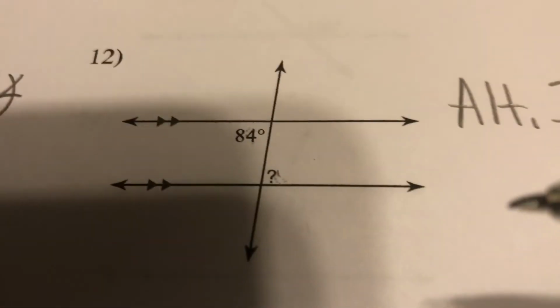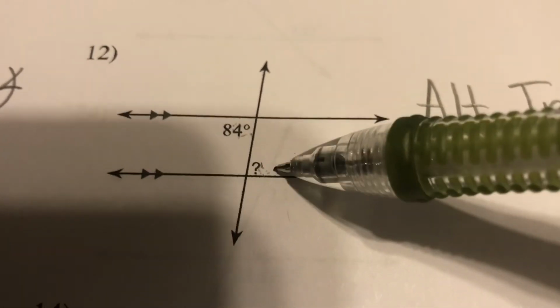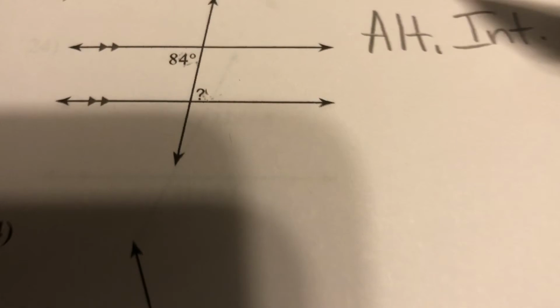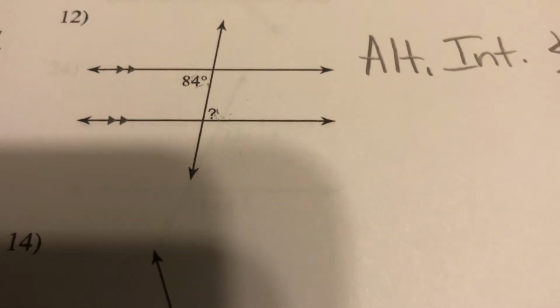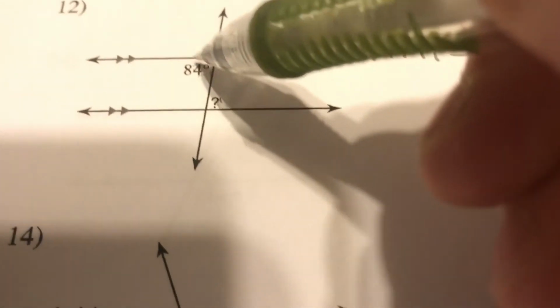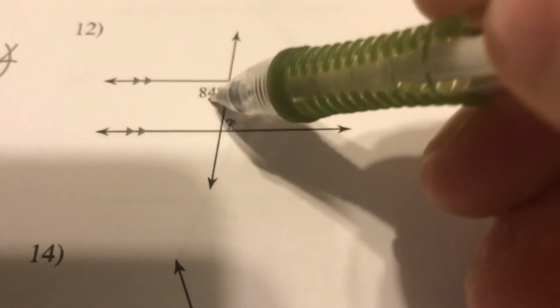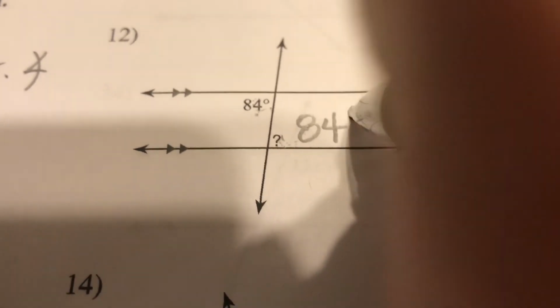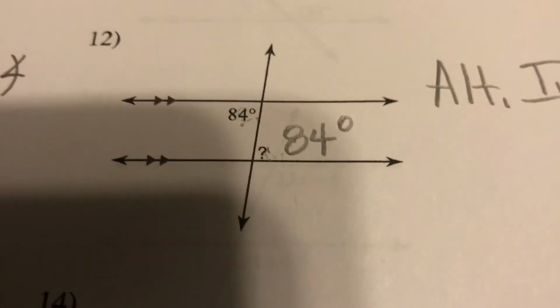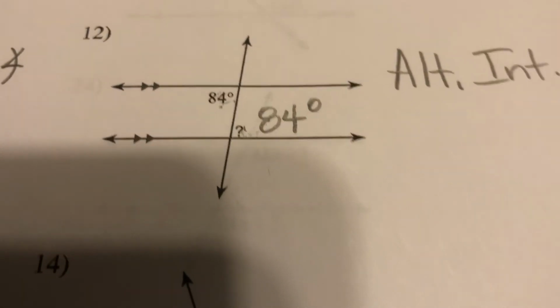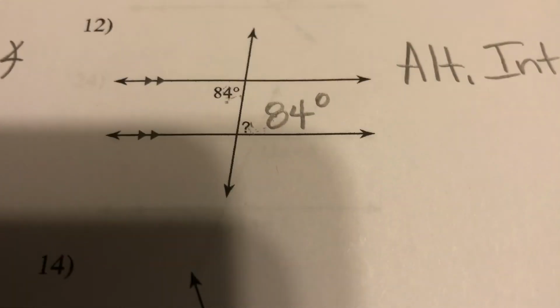And so if this one is 84, and we're looking for this one, one of the things we know about alternate interior angles that we proved the other day with that patty paper is that alternate interior angles also have the same measure. So if this one's 84 degrees, then this one is also going to be 84 degrees, based on alternate interior angles being equal in measure. Okay?